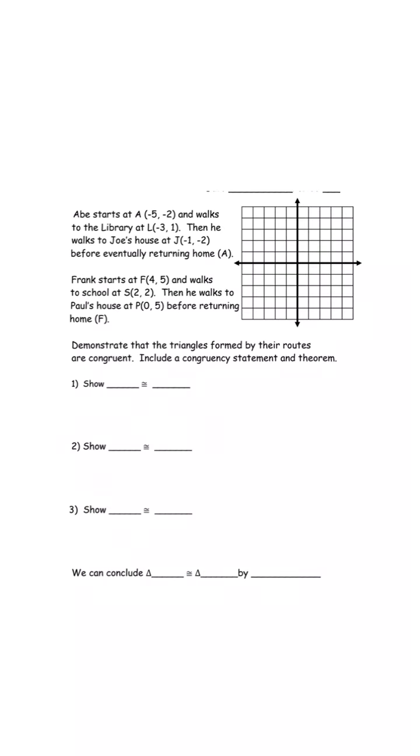This one's going to be a little bit more difficult because it doesn't give me anything. It's not giving me any directions, east or west. It's just giving me points. So the first thing I'm going to do is do the first one. Abe starts at negative 5, 2. So negative 5, 2. 1, 2, 3, 4, 5, 2.